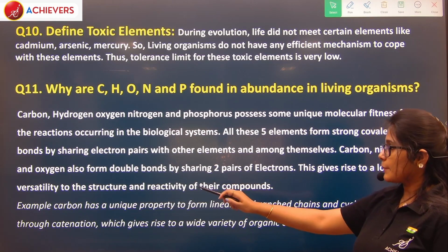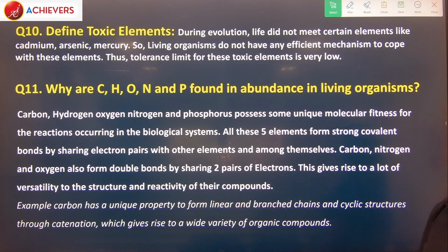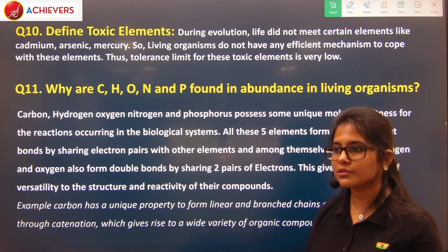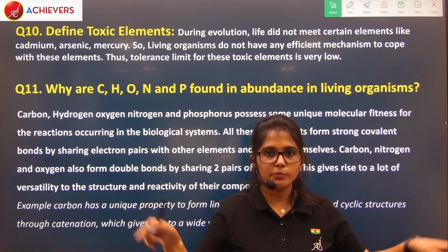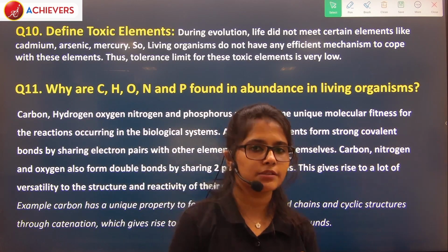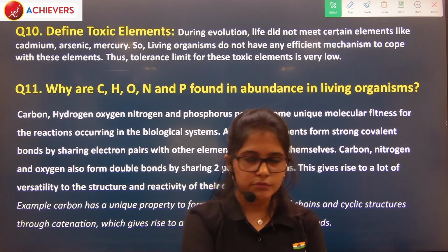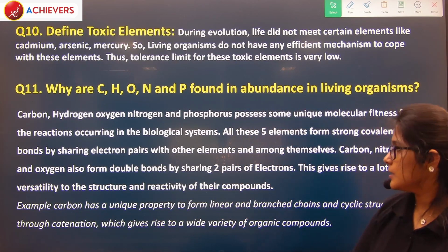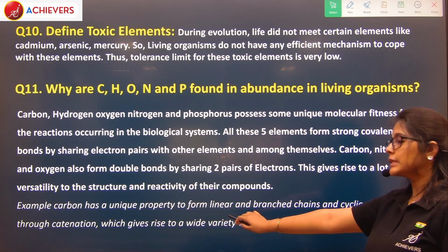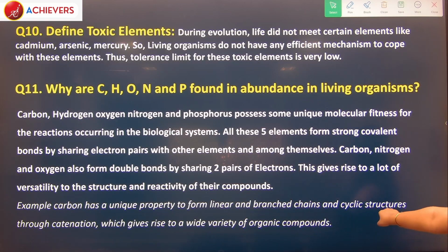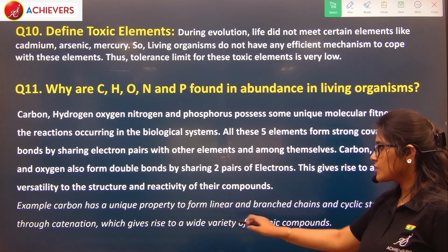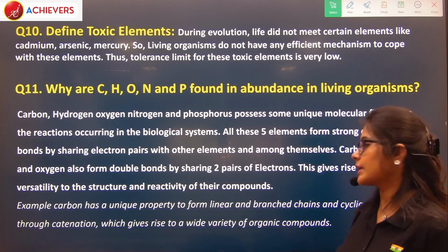For example, carbon has a unique property to form linear and branched chains. You already know about catenation, right? Because carbon has four electrons in its outer shell, so it can form four hands. In this way a very big structure can be formed. So looking at its catenation property, carbon has a unique property to form linear and branched chains, meaning straight chains, branched chains and cyclic structures through catenation, which gives rise to a wide variety of organic compounds.